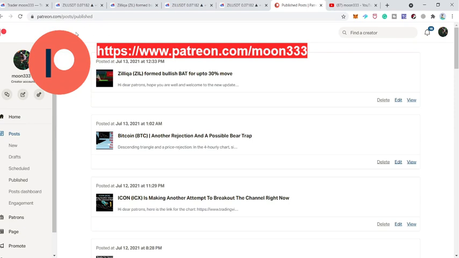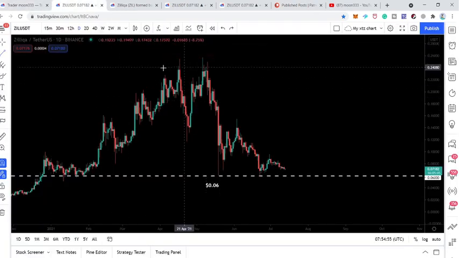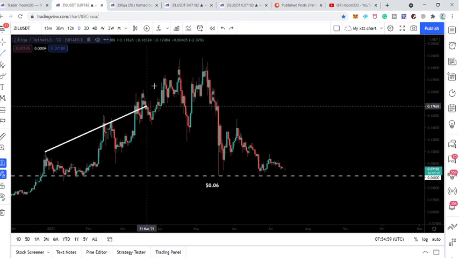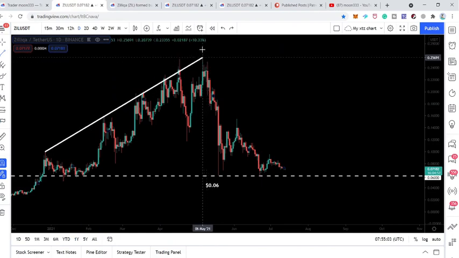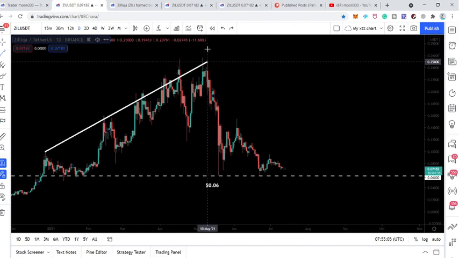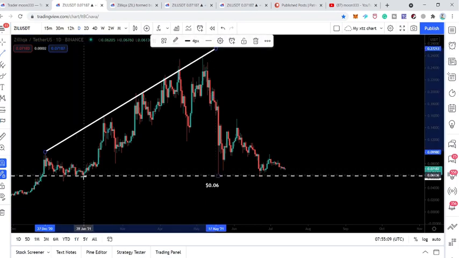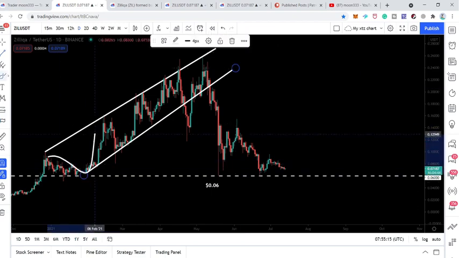Okay, first of all, I want to show you this chart. This is the daily time frame chart, and here we can see that the price line after the month of November 2020 was very bullish, and the price line also formed an up channel, and up till the month of May 2021 the price line was moving in this up channel, and you can see that it was moving very well between the resistance and the support of this channel.